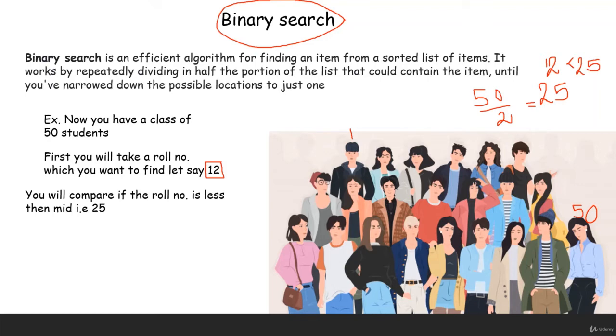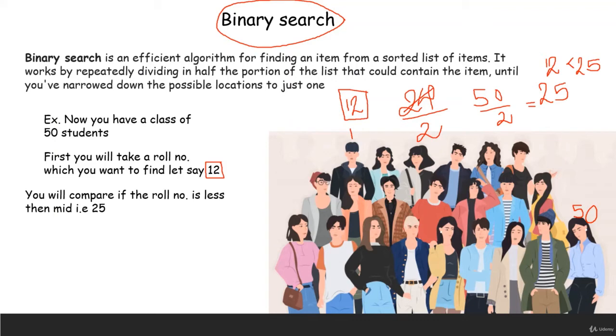For searching, again you will take the mid of students from roll number 1 to 24. That is 24 divided by 2. Actually it is 25 divided by 2, but you just take 24 divided by 2. So what is 24 divided by 2? It is 12. So here you got the student having roll number 12. This is how binary search works.